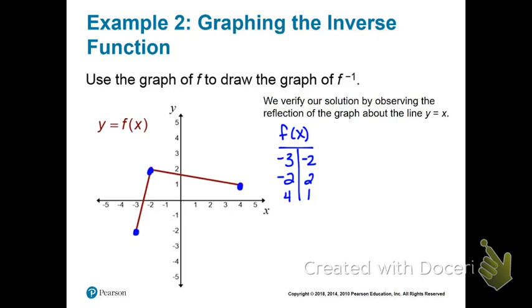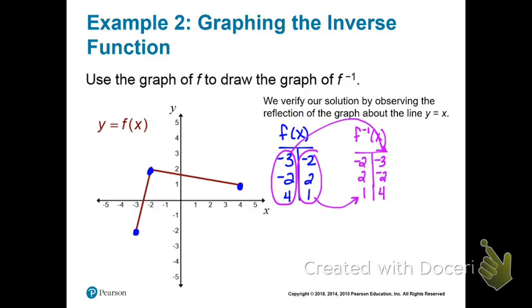Now for our inverse, remember we talked in the last lesson that the big thing about inverses is that we're going to switch our x and y's. So what that means here is that all of these x's are going to become the y's of the inverse. So my y's are now -3, -2, and 4. All of these y's are going to become the x's of my inverse. So my x's are now -2, +2, and 1. And now we're going to go graph those. So we got -2, -3, 2, -2, and we got 1, 4.